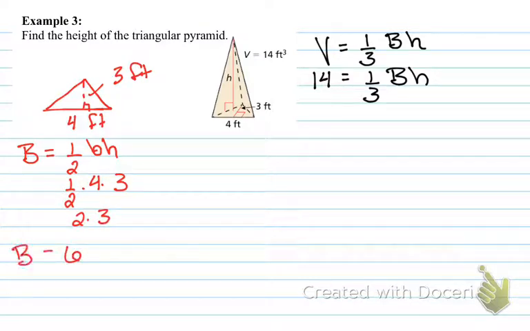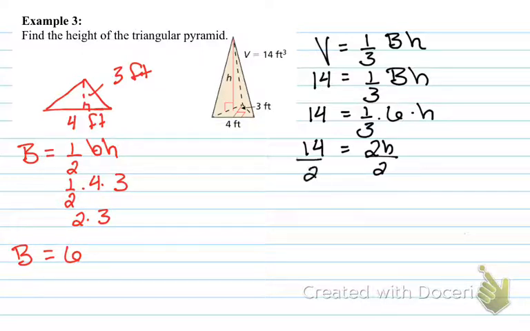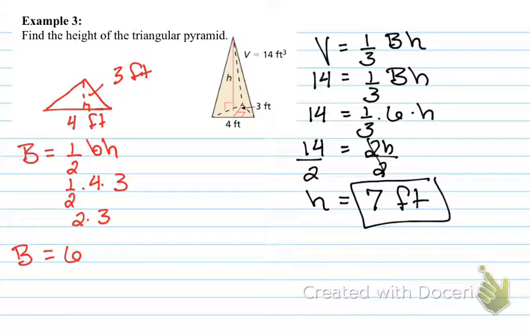So the big B, the area of that base, is 6, so we'll plug this B over here in for that B. So we now have that 14 equals 1/3 times 6 times H. 1/3 times 6 is 2. Divide both sides by 2. My height is 14 divided by 2, which is 7. 7, and we're in feet. So the height of this pyramid is 7 feet.